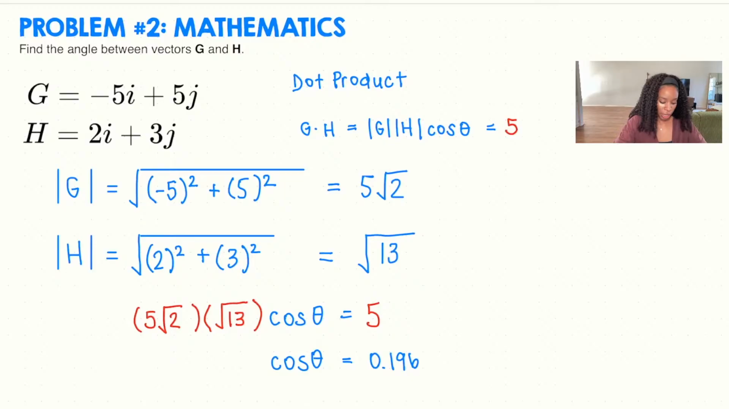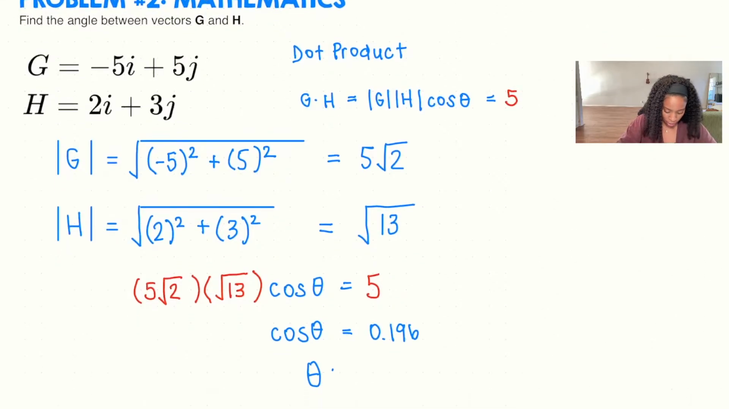And then you're just going to do the cosine inverse of 0.196. And on your calculator to do that, if you press the cosine button twice, it should give you the inverse function of cosine. So I'm just putting in 0.196. So I'm getting theta. Scroll down just a tad. Theta equals 78.7 degrees. I'm going to do it in a different color so it's clear. So theta equals 78.7 degrees.